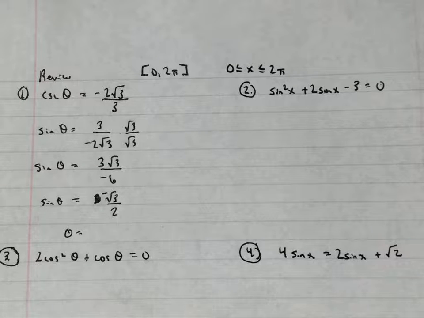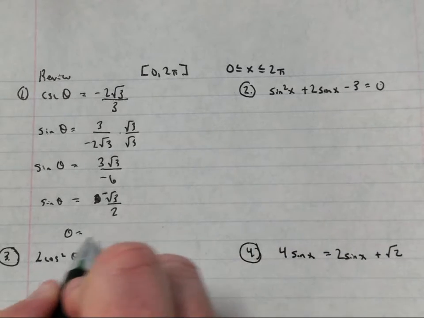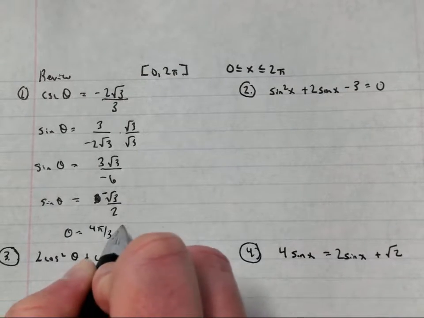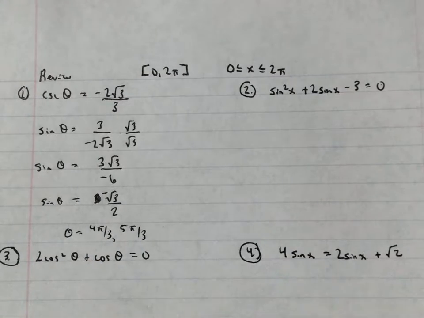Your y value is negative. What quadrants am I looking in? 3 and 4. What pi over 3 families or members are in 3 and 4? 4 pi over 3 and... Very good.